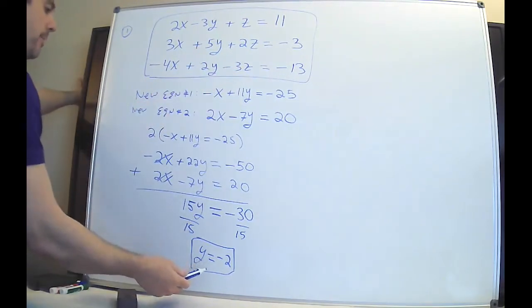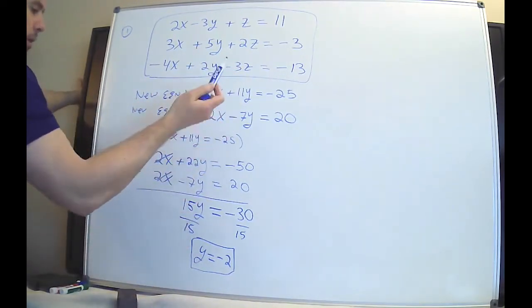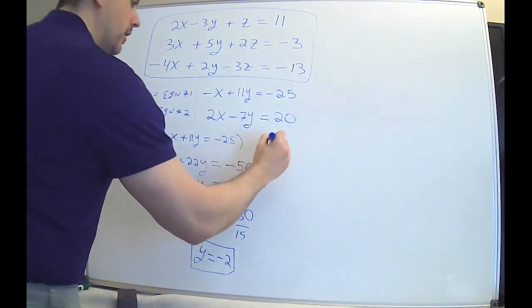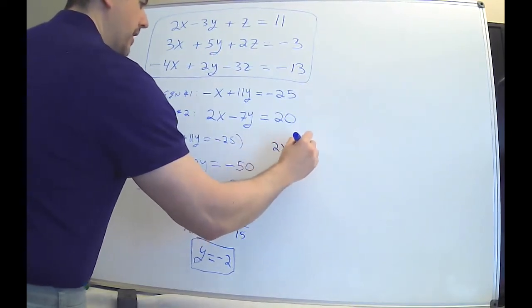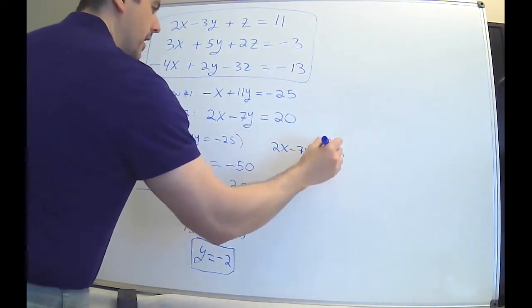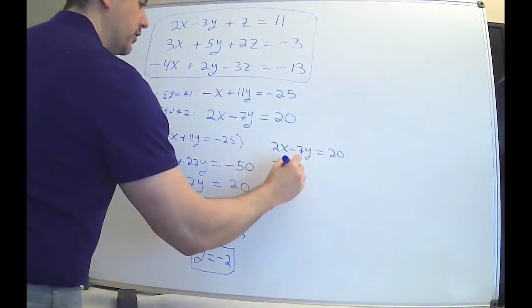We can put this into the top one or the bottom one. It doesn't matter. I'll use the bottom one. So the bottom one is 2x minus 7y equals 20. I'm going to replace the y with a -2.